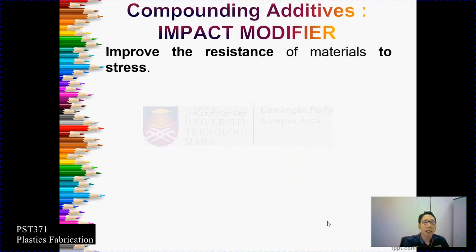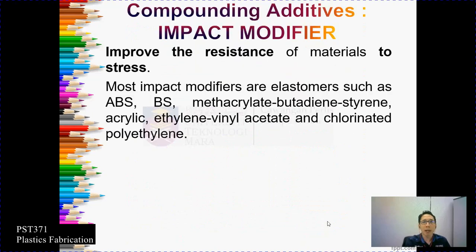Okay. Then we have the impact modifier, which improves the resistance of the material to stress. Most impact modifiers are elastomers, such as ABS, acrylonitrile butadiene styrene, MBS, methacrylate butadiene styrene, acrylic, ethylene vinyl acetate, and chlorinated polyethylene. The purpose of an impact modifier is to absorb the impact that is forced toward the surface of the polymeric material.